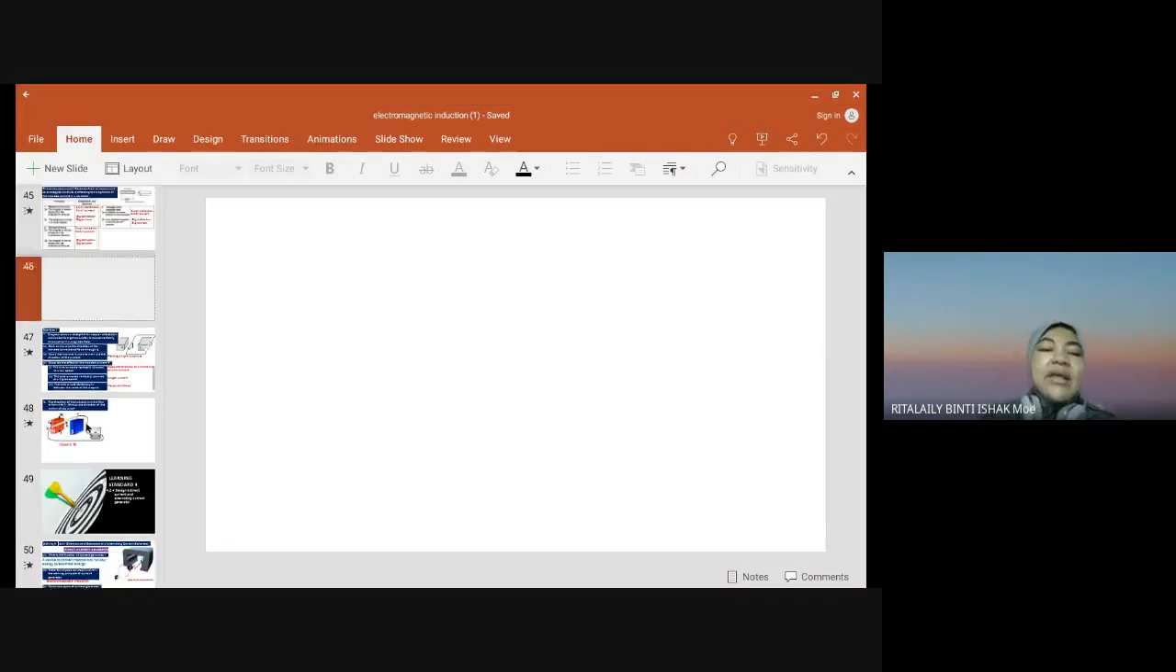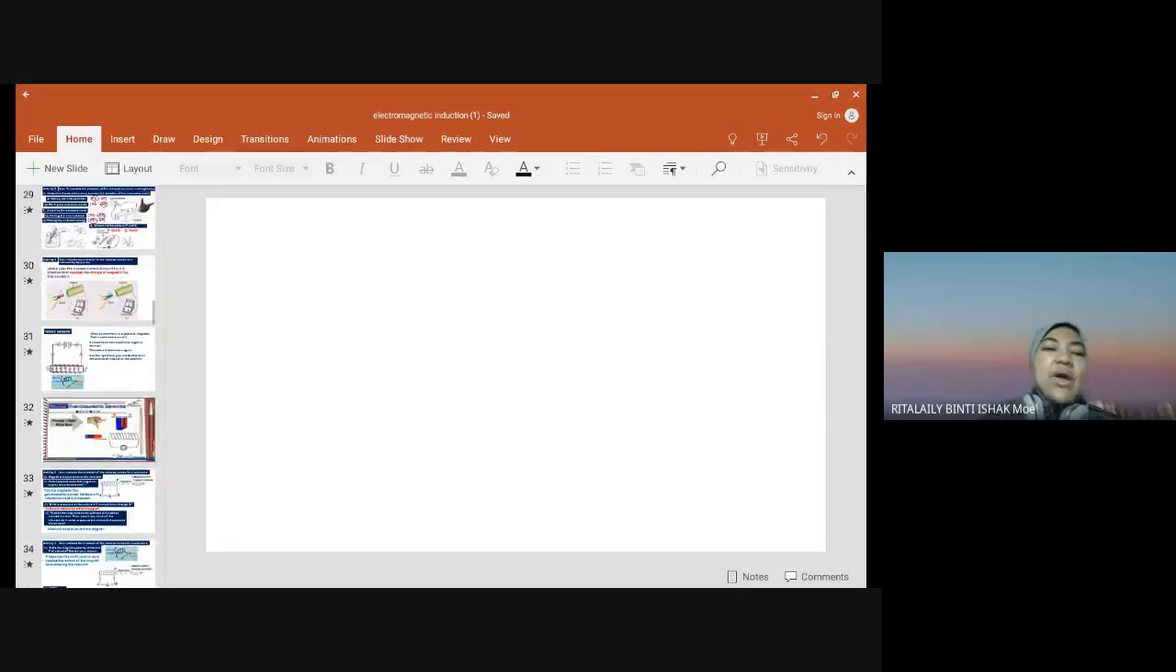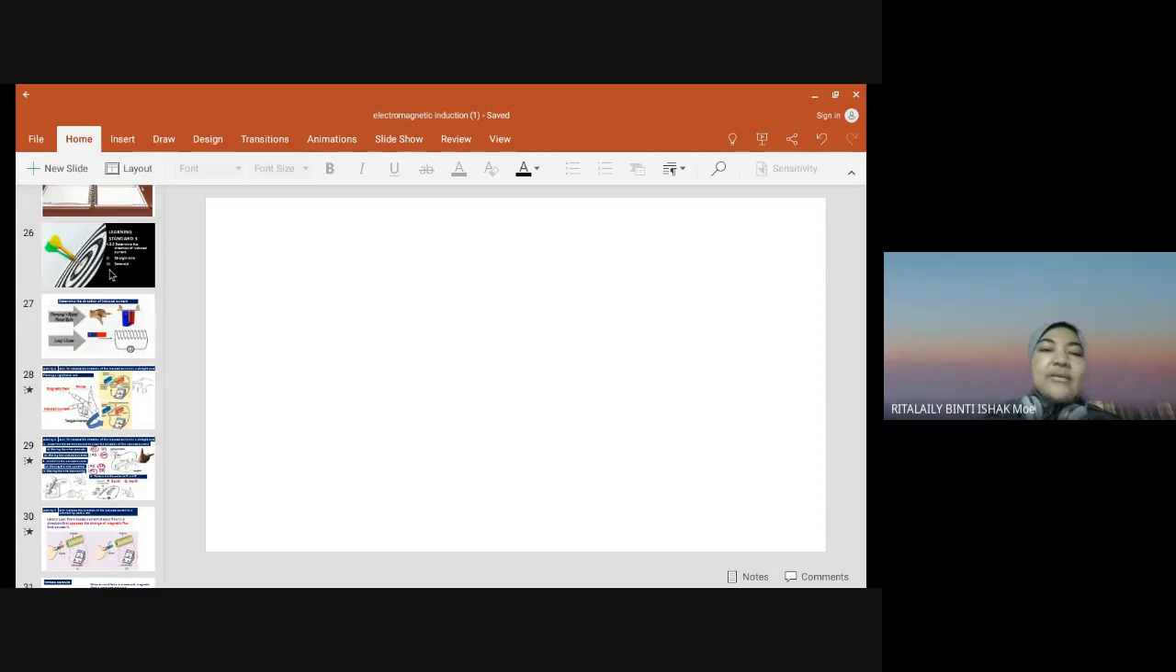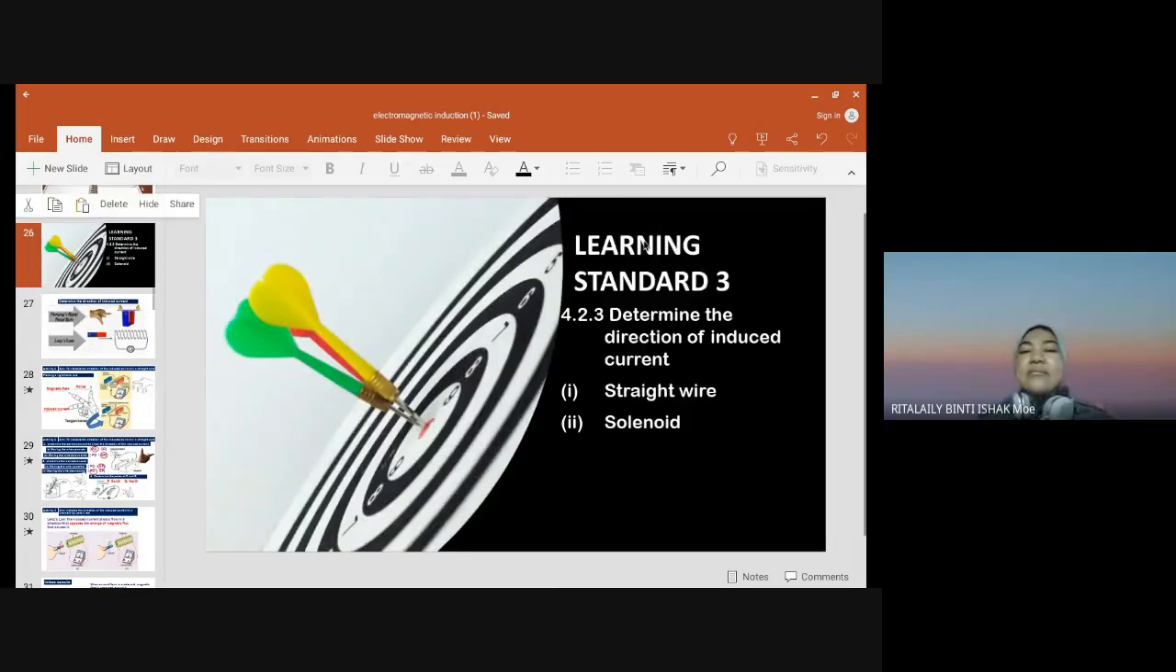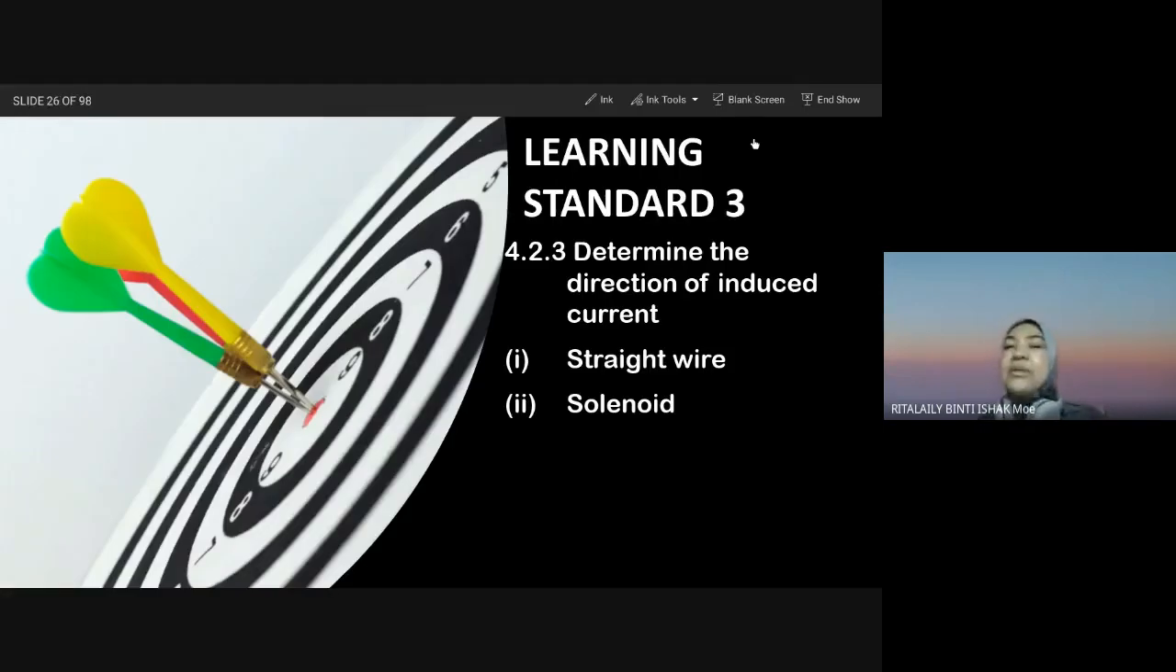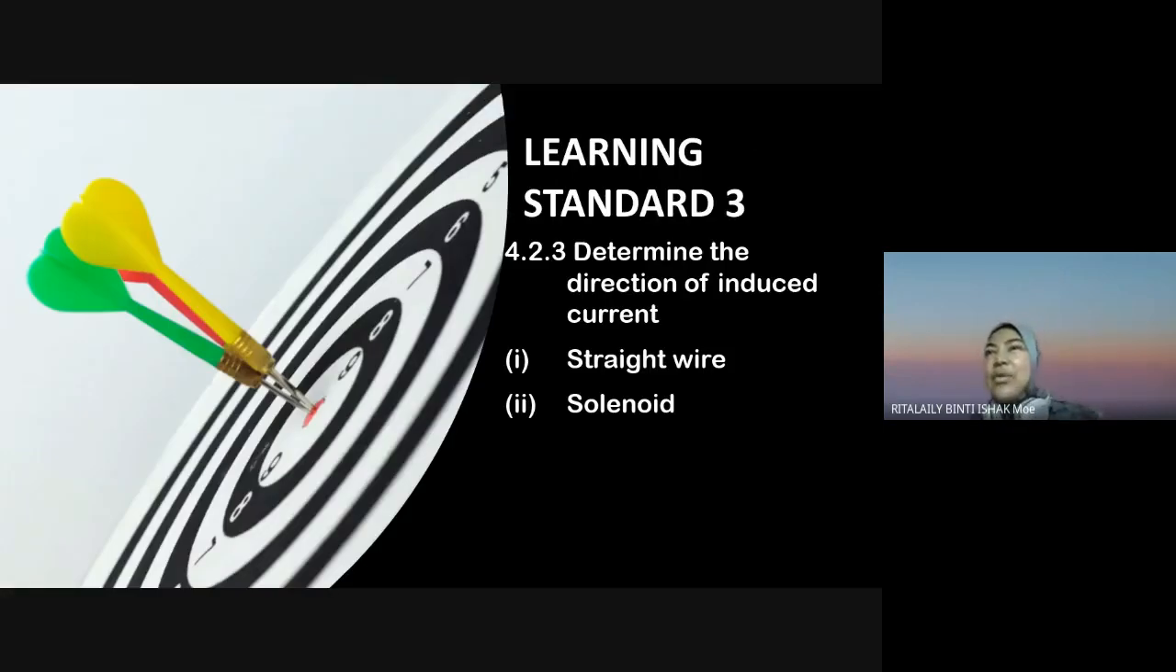Okay, I think learning standards one and two are straightforward. There shouldn't be any problem. So the first learning standard is to determine the induced EMF.